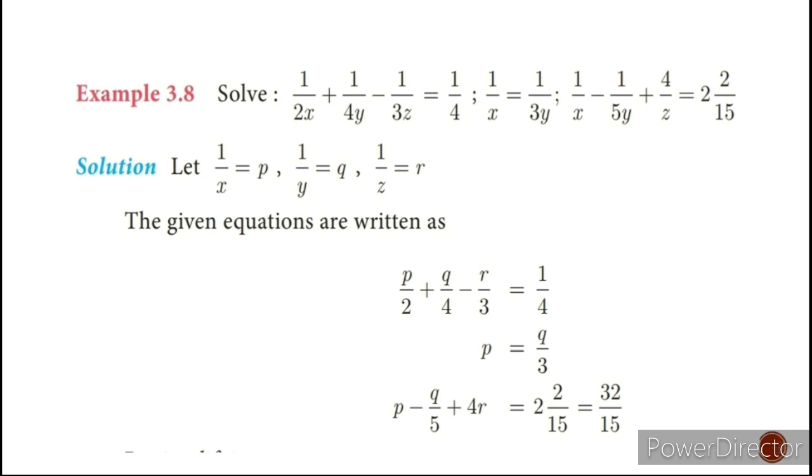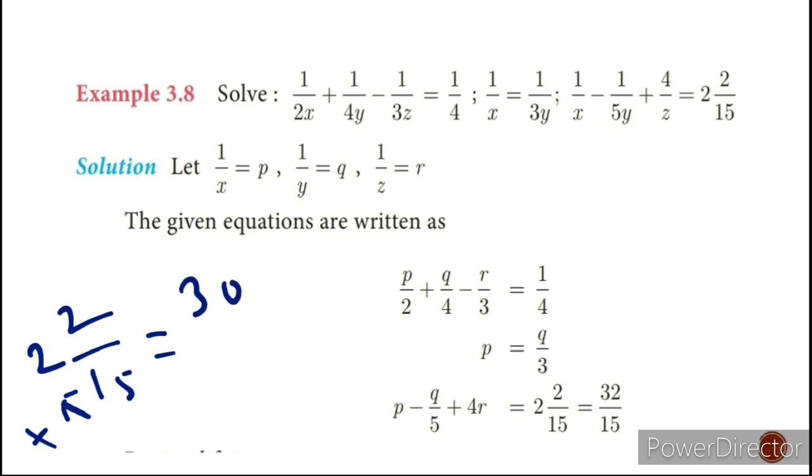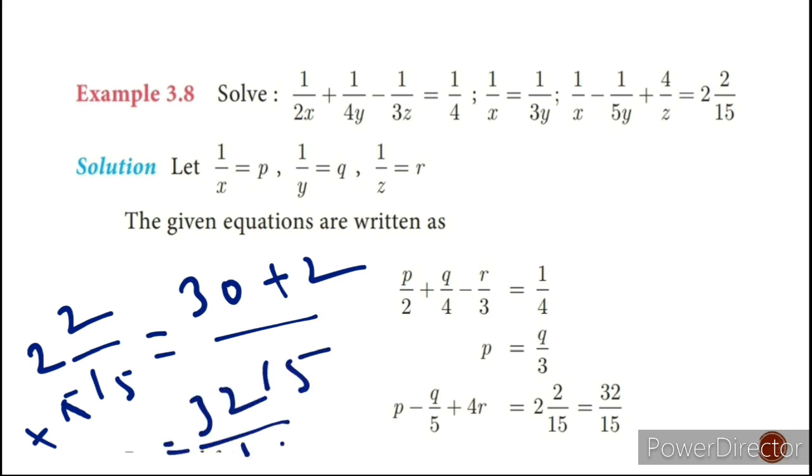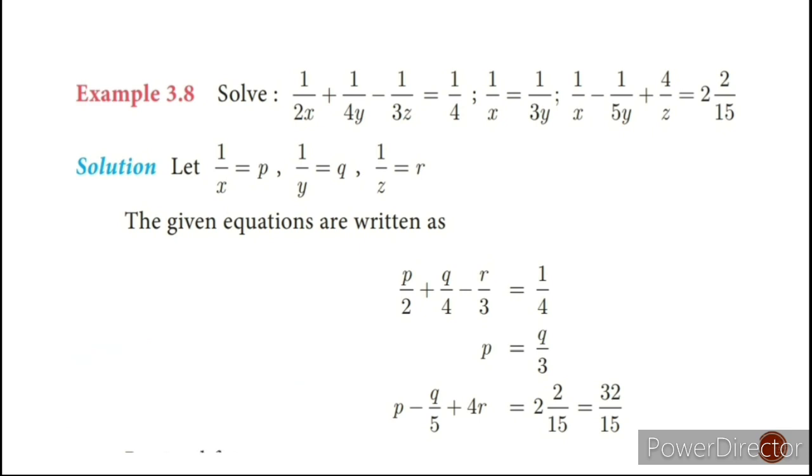Now we have to change the mixed fraction 2 into 2 by 15 into an improper fraction. How can we change? First multiply 2 by 15, 15 2s are 30. Add the numerator, 30 plus 2. What do you get? 32 by 15. That's why I write here 2 into 2 by 15 is 32 by 15.